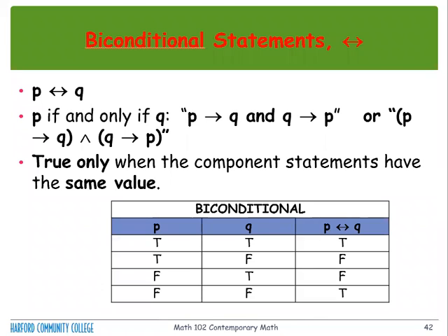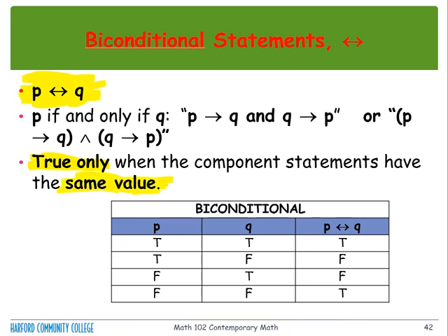Biconditional statements, if and only if, with the notation statement P if and only if statement Q. P and Q can be swapped. For the biconditional statements, the result is going to be the same. The truth value for this is going to be true only when the component statements have the same value.